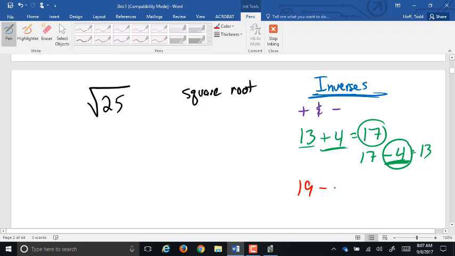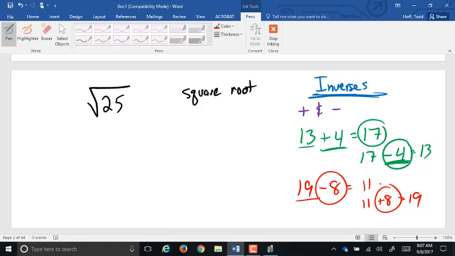Likewise, if I started with a number 19 and let's subtract 8 from it to get 11. If I take that 11 and I want to get back to the 19, what would I do? Add 8 gets me back to 19. So subtracting and then adding does the same thing. It doesn't matter which one I do first. Whether I add first and then subtract, or I subtract first and then add, they reverse each other and get me right back where I started.